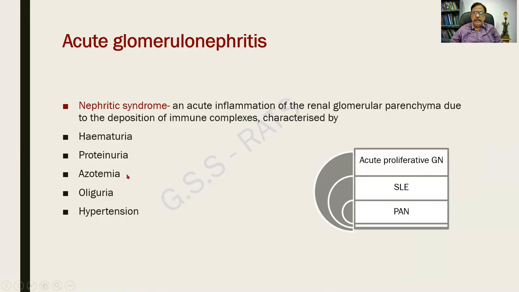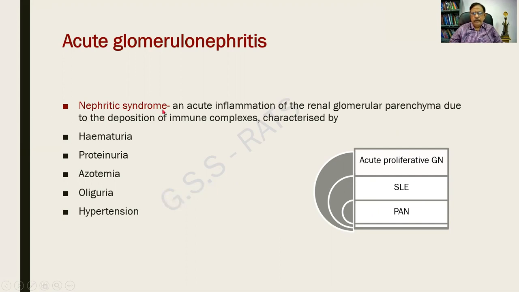Any of this can be a history or a clinical presentation: hematuria, proteinuria, azotemia, oliguria, and hypertension. Some of the terms I shall explain later. And this can happen in a few conditions such as proliferative glomerulonephritis, in SLE, as well as polyarteritis nodosa. So this is a nephritic syndrome.